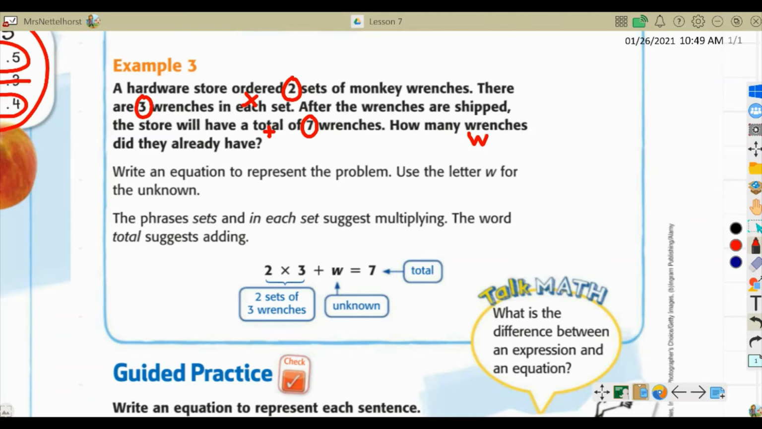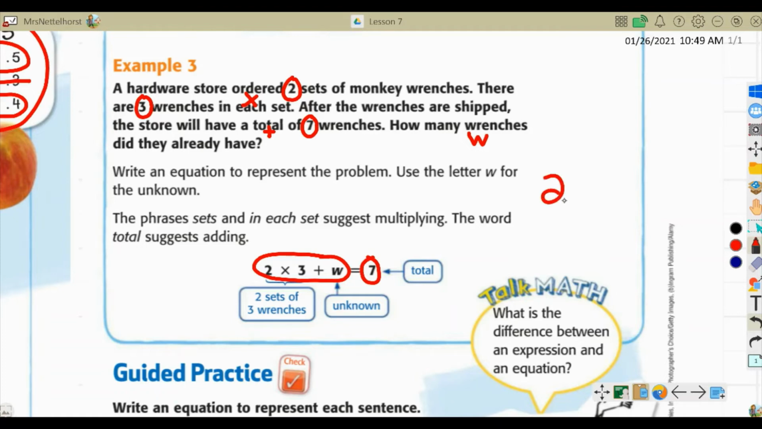So you're going to write an equation to represent the problem. Use the letter W for the unknown. I did that part. The phrases sets and in each set suggest multiplying. The word total suggests adding. So looking down here, 2 times 3 is 2 sets of 3 wrenches. You add the W, the unknown, for a total of 7. So what's on this side of the problem has to be the same as 7. That's your equation. Now, if you're going to solve it, you need to do your multiplying first.